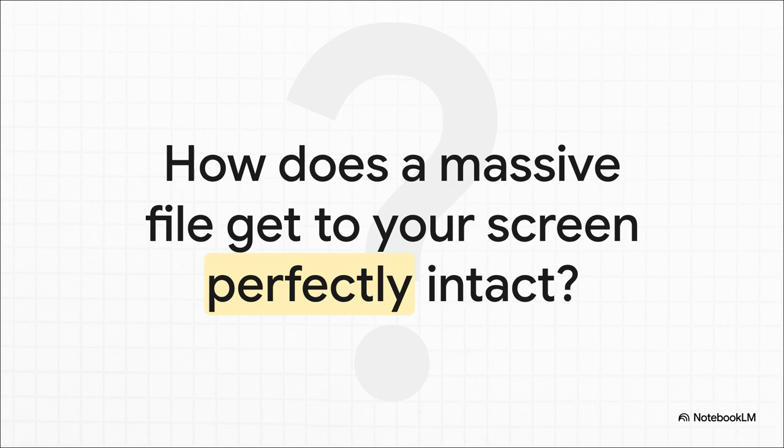So let's kick things off with a big question. How in the world does a massive 4K movie file, we're talking billions of bits of data, get from some server in California through the absolute chaos of the global internet and land on your screen in Berlin? Perfectly intact? Not a single bit out of place. Well, that's exactly the puzzle we're going to solve today.